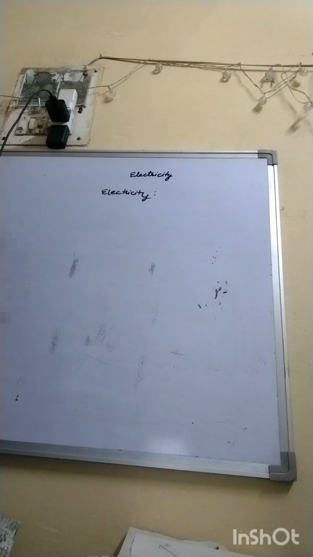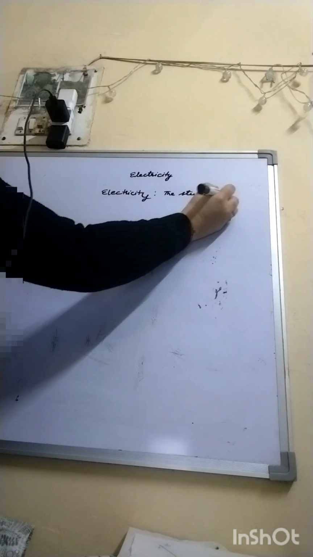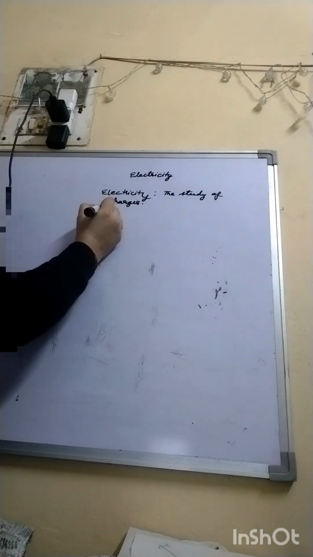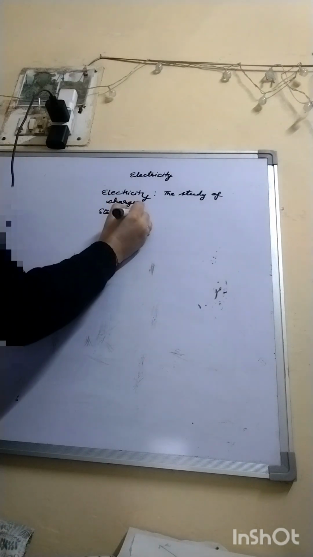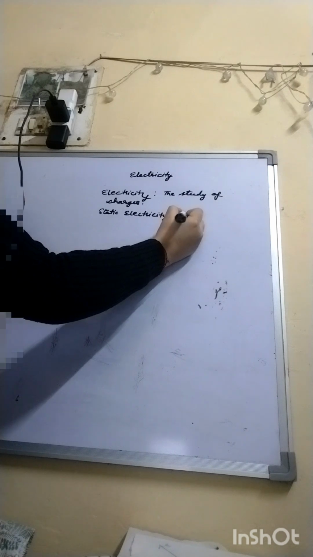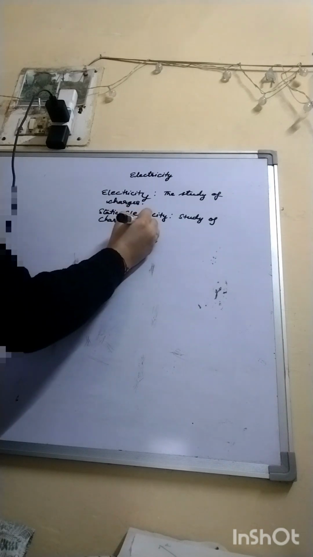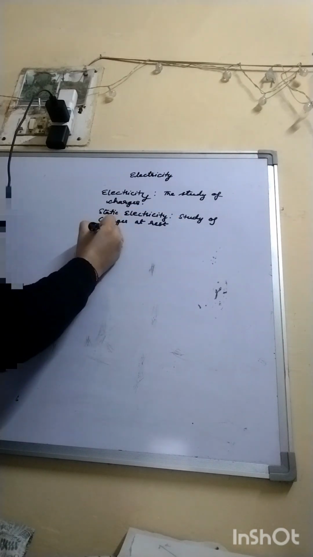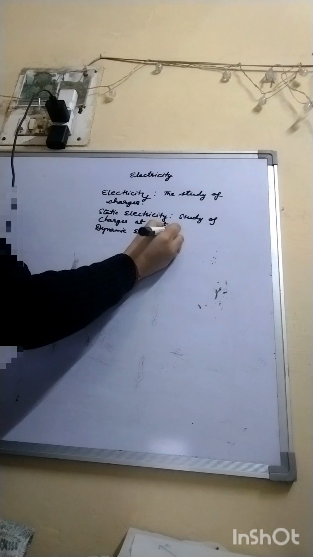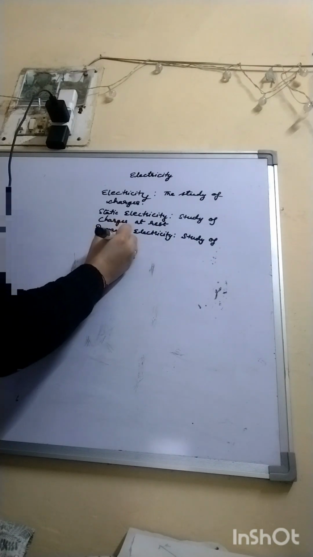Now, electricity is the study of charges. Now, there is one term called static electricity. Static electricity is the study of charges at rest, whereas dynamic electricity is the study of charges in motion.